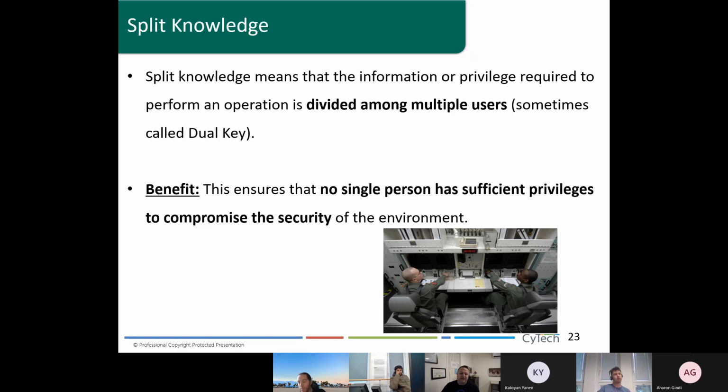The picture here can give you the idea of what split knowledge is. This is a picture of an atomic silo. Okay, there's a nuclear missile there, and you need two people, each one of them holding a different key, to push in their key and switch it on together in order to launch that missile. So no single point of failure in that matter. Is this okay? Is this clear? Pretty straightforward, right? That's not too complicated.